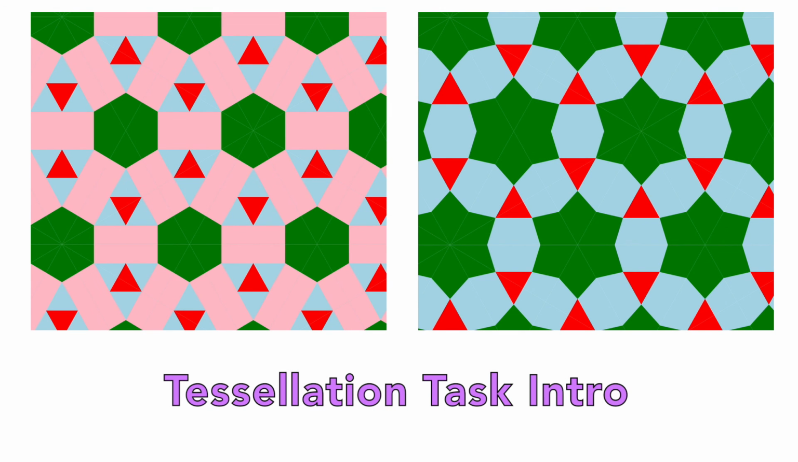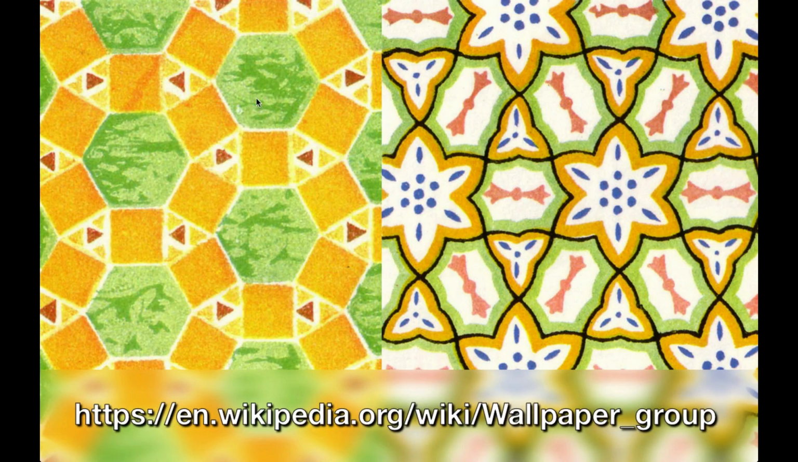So we have this tessellation example, and it comes from the Wikipedia page on wallpaper groups, based on this design on the left. And we want to transform it so it looks a little more like this design on the right, although it won't be nearly as fancy. We're just going to hit the highlights.